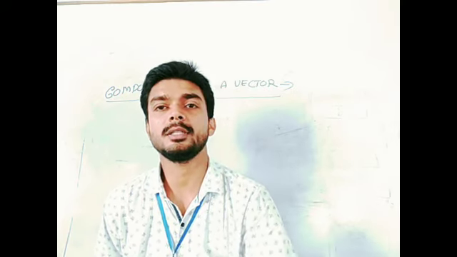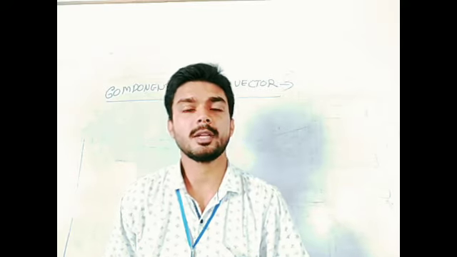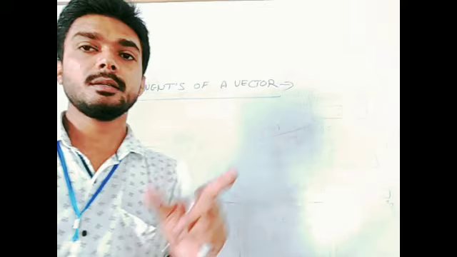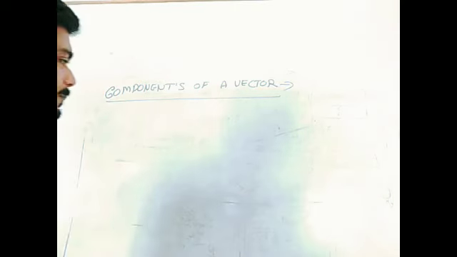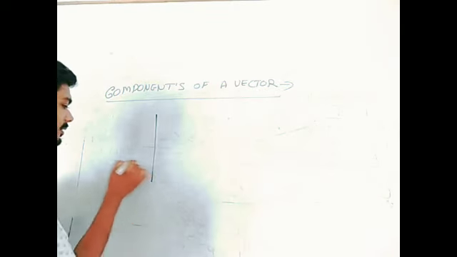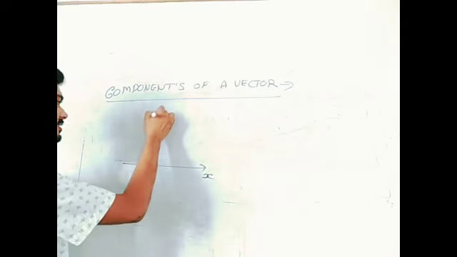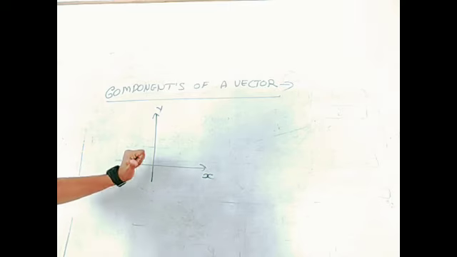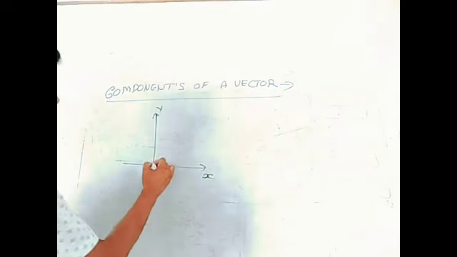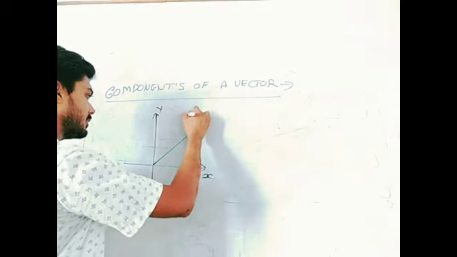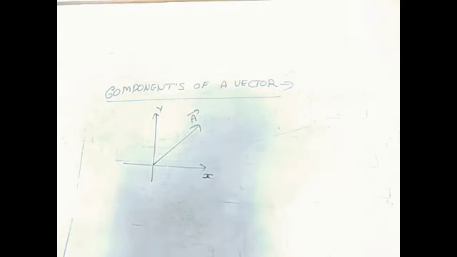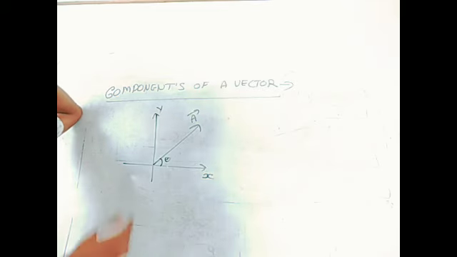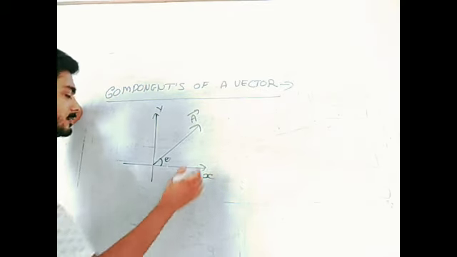Then I am completing it quickly, and I am trying to clear the topic. Students, in components of a vector, suppose you have the x-axis, the y-axis, and another axis, the z-axis, which is perpendicular to the plane. Suppose you have a vector A, which is inclined at angle theta from the horizontal axis, the x-axis.